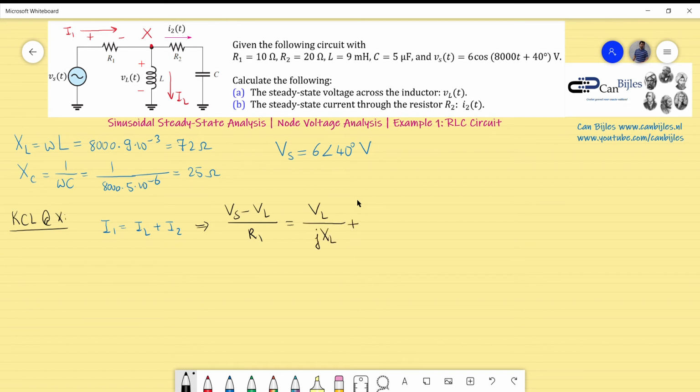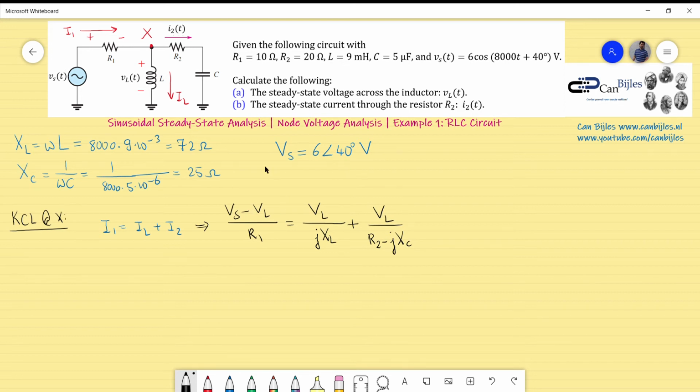Plus I2, which is again the same voltage because it is across the same branch, it's parallel, but this time I have a series combination of R2 and the capacitor, so I will have R2 minus JXC. So I actually have everything here, R1, R2, XL and XC, and also VS, but I only have an unknown VL, which is actually also the required value.